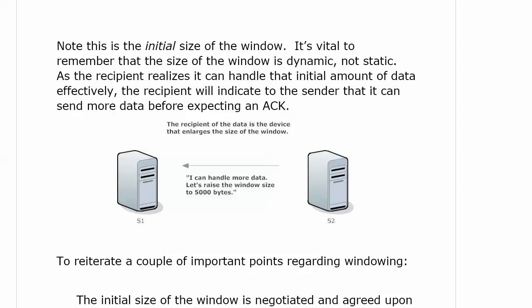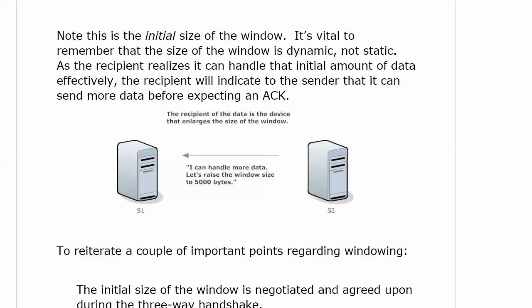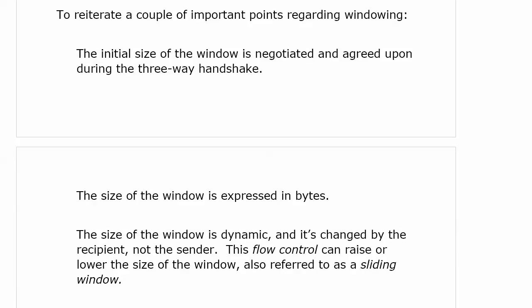Because as the recipient realizes that it can handle that initial amount of data effectively without dropping segments, the recipient says, hey, you know what? This transmission is fine, this speed is fine. Let's raise the window size a little bit. I'll accept more data before I have to send you an ACK. And that's just the way it goes. So to reiterate a couple of points here, the initial size of that window is negotiated and agreed upon during the three-way handshake. The size of the window is expressed in bytes, and the size of the window is dynamic, and it's changed by the recipient, not the sender.